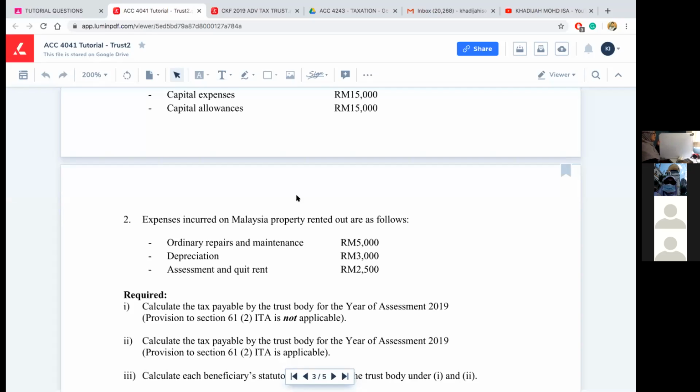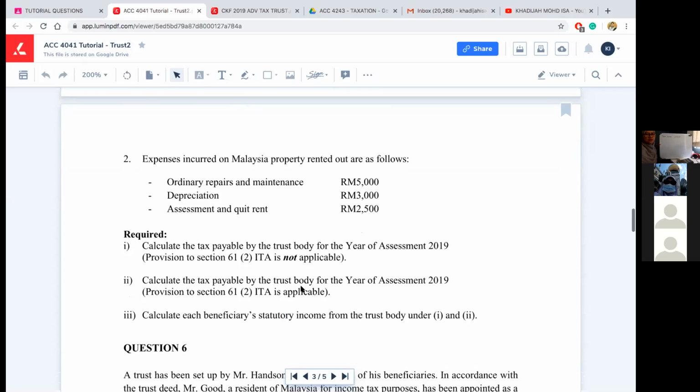Now you have total income 233,500. When it says that 61(2) is not applicable, the tax payable by the trust would be at 24%, so times 0.24. Then your answer for the first question is 56,040. All right, our total income at 24%. So that answers your part 1.